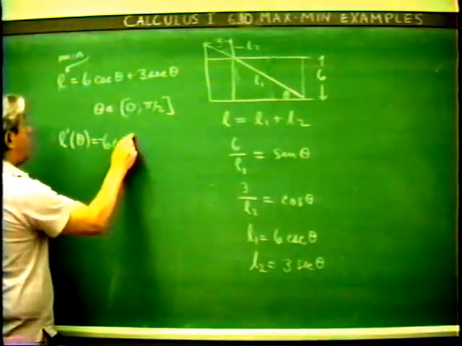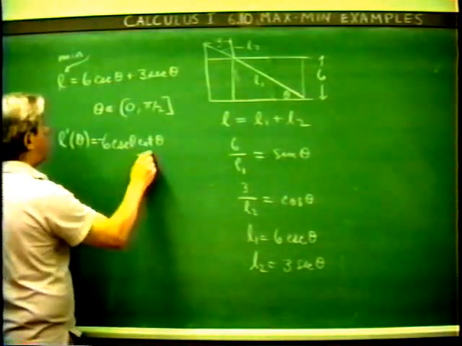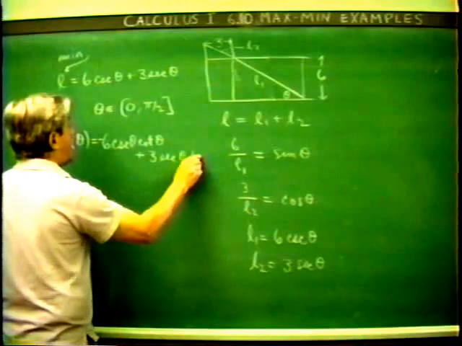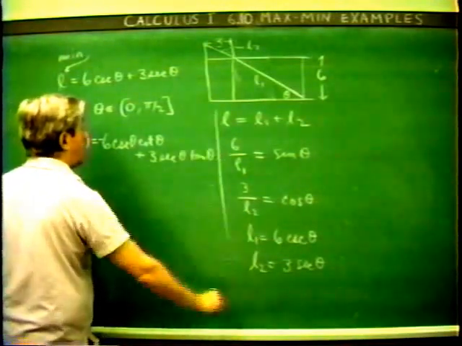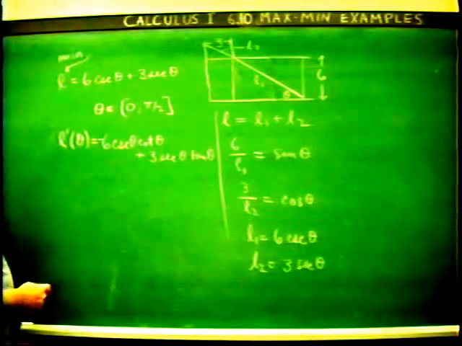It's going to be equal to 6 minus 6 cosecant theta cotangent theta plus 3 secant theta tangent theta.